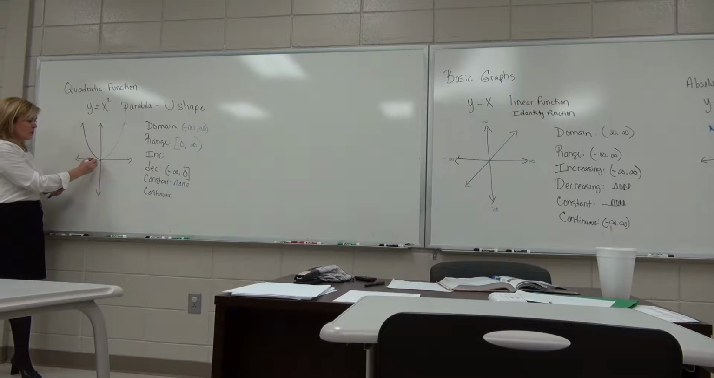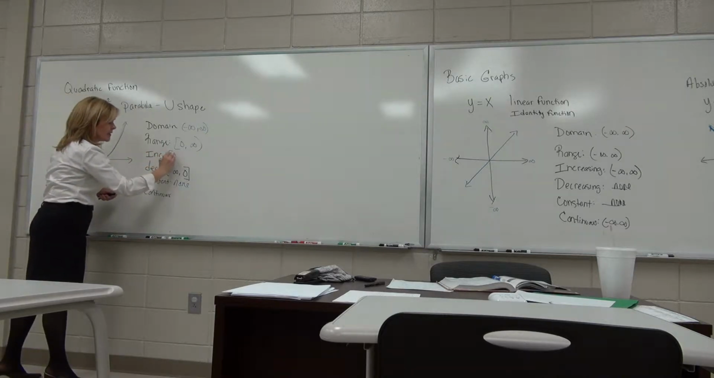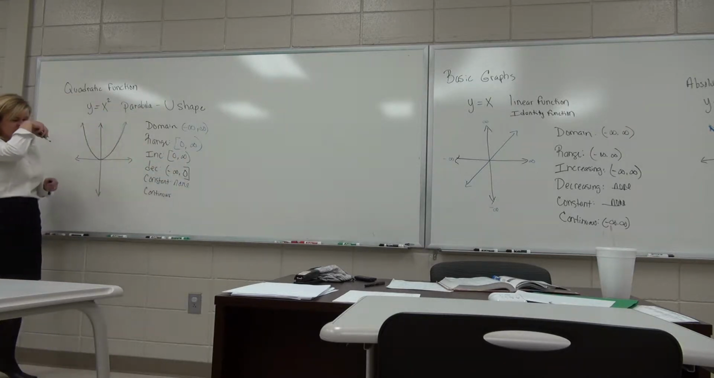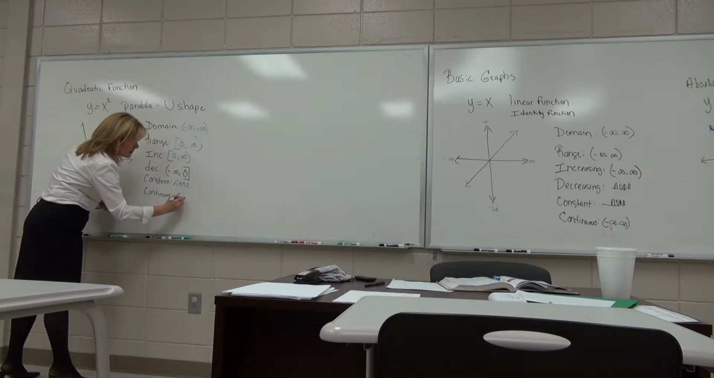Starting at 0, it starts going what? Up, which means you are increasing. So it would be increasing from 0 to infinity. Is this graph continuous? The whole time I trace it, would I ever have to lift up my pen? No, so it's continuous everywhere.